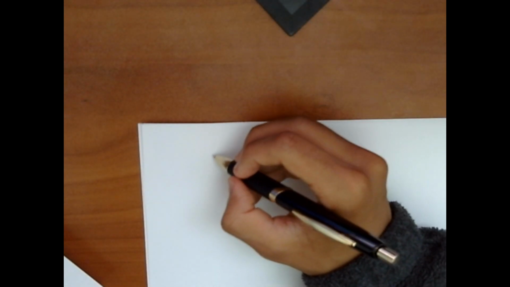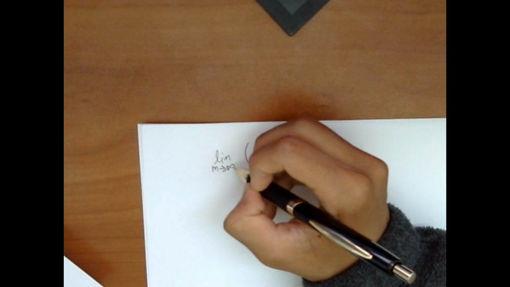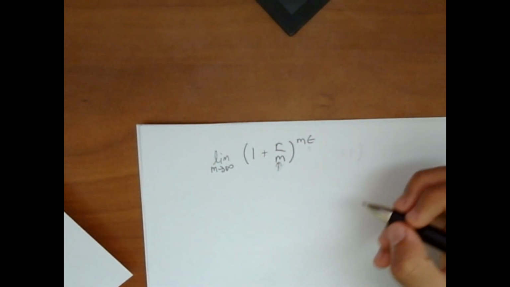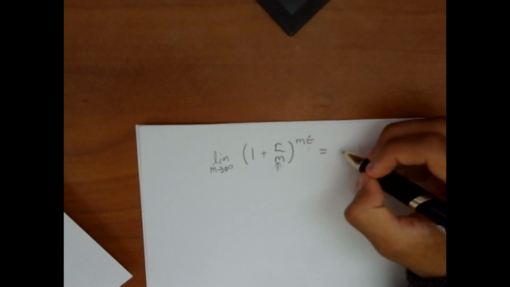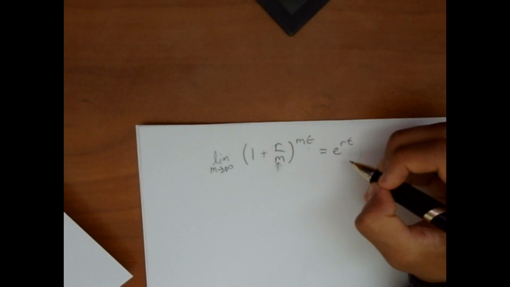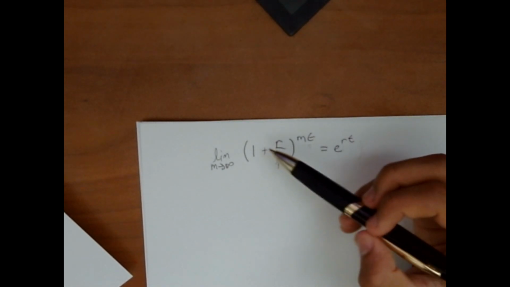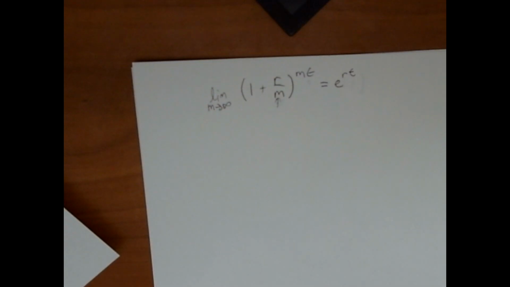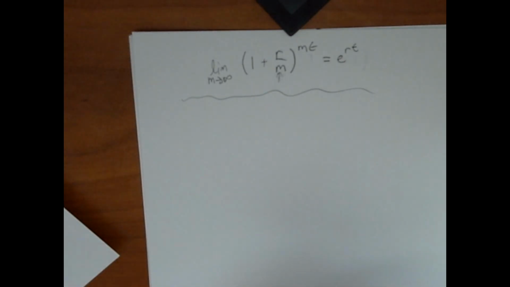If I take the limit of this, we get e^(rt), right? And this is a common limit if you simplify this. But we could go deeper than that. We could actually derive continuous compounding with differential equations.